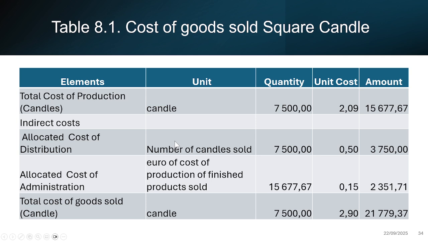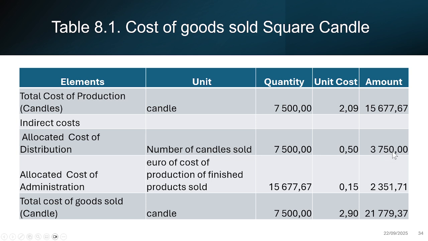For the square candle, the production cost should be based on the 7,500 candles sold, calculated using the weighted average cost of 2.09, or 2.1, per candle. This value is taken from our previous inventory table. And now for the indirect distribution cost, 7,500 candles were sold, and the distribution overhead rate is 15 cents per candle.